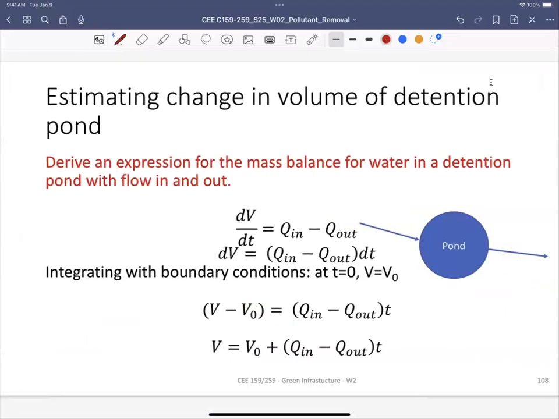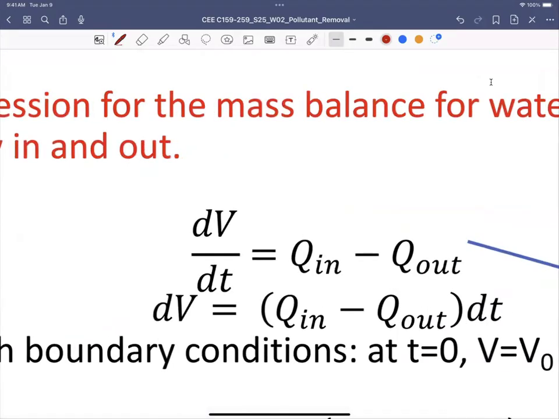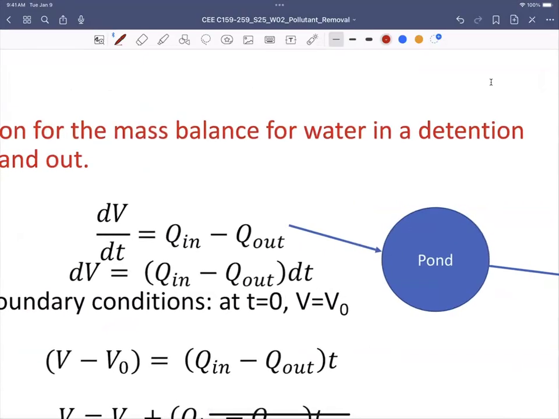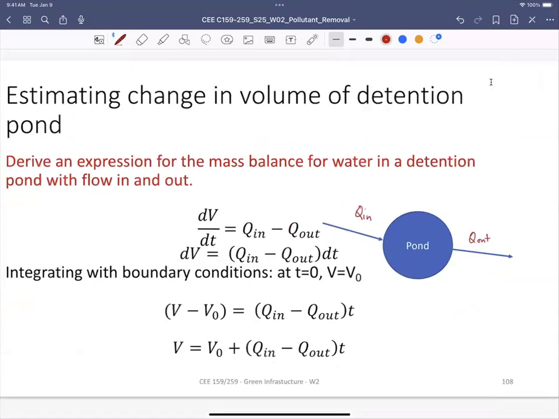So let's solve for one of them, estimating the change in volume, which is one of the things you can predict, how much water is being captured. Based on that, if there is a pond with a change in water volume, that is basically dV/dt, the change in water volume, which is the difference in flow rate. This is Q in, this is Q out. So the difference in flow rate will predict how much volume of water is being captured.